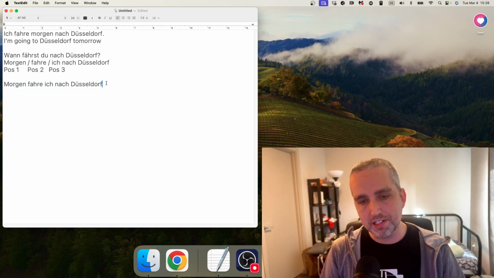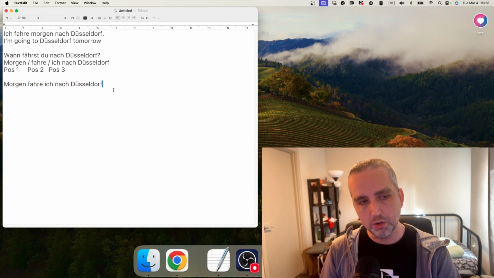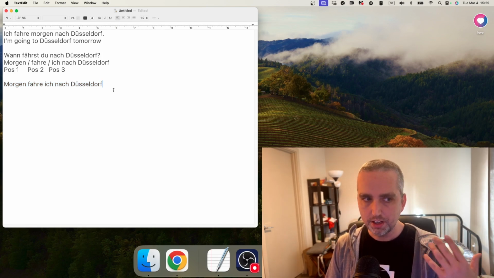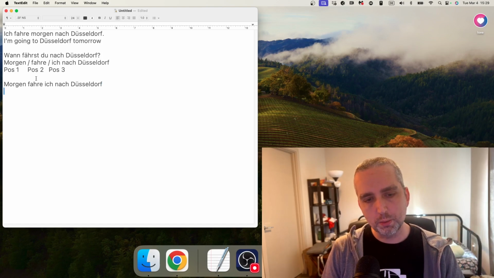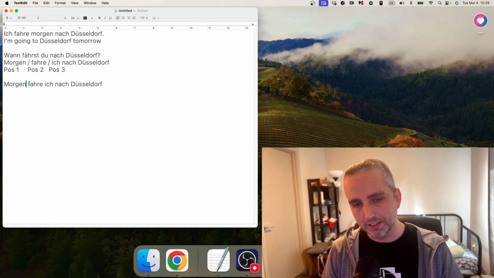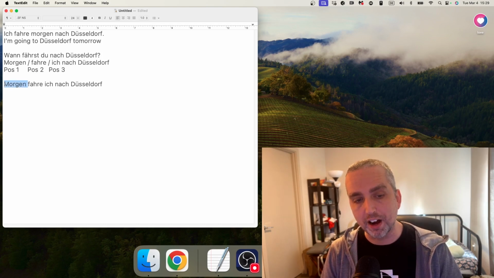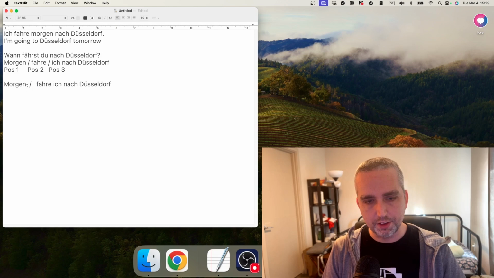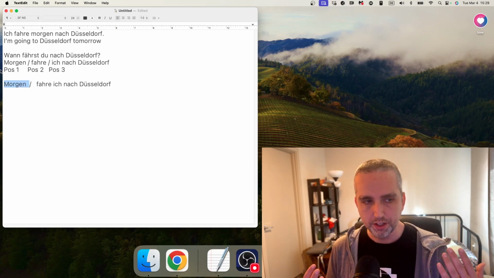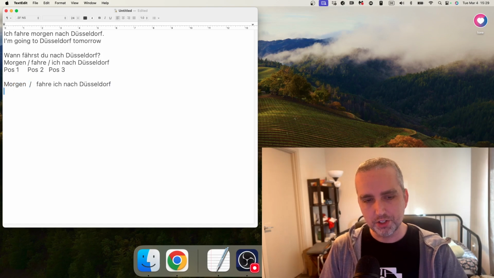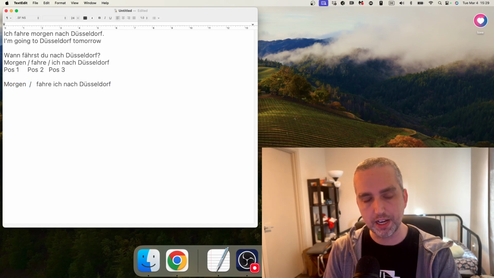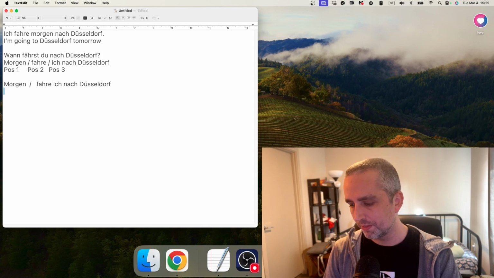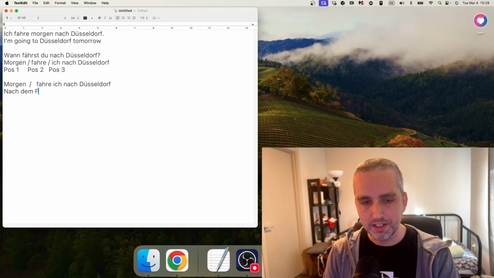Now, memorizing the sentence isn't really gonna cut it. So when we start practicing with it, what we probably want to do is replace morgen with just another time phrase. And a key element of this verb second thing is the first position doesn't just mean it's a word. The first position could be an entire phrase. So let's make it 3 words. Nach dem Frühstück. After breakfast. Nach dem Frühstück fahre ich nach Düsseldorf.